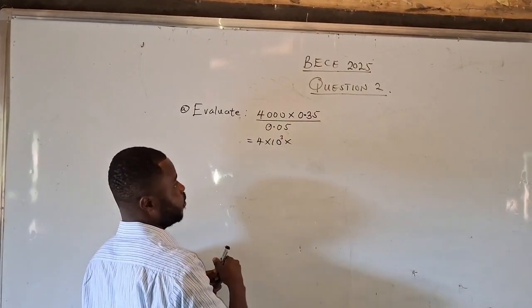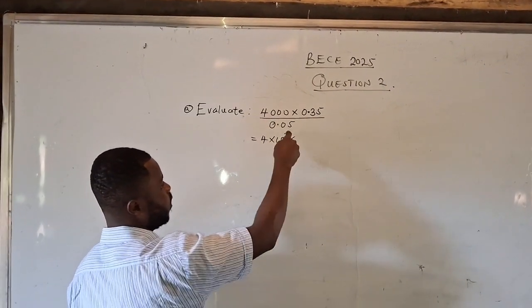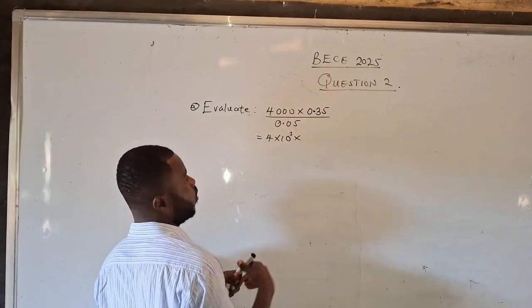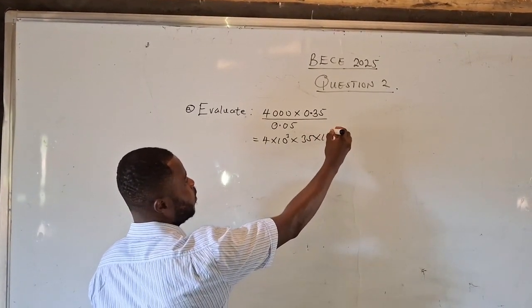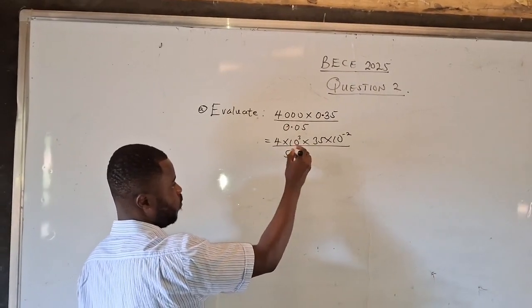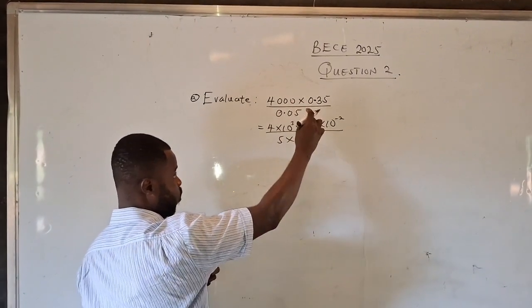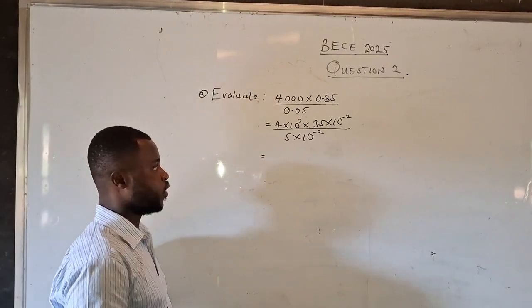Now the other number to a whole number, we have to move 2 times to the right. This one we move to the left, that's why here was positive. Here we move to the right, so this one will be 35 times 10 power negative 2, all over 5 times 10 power negative 2. So this is how we do it.